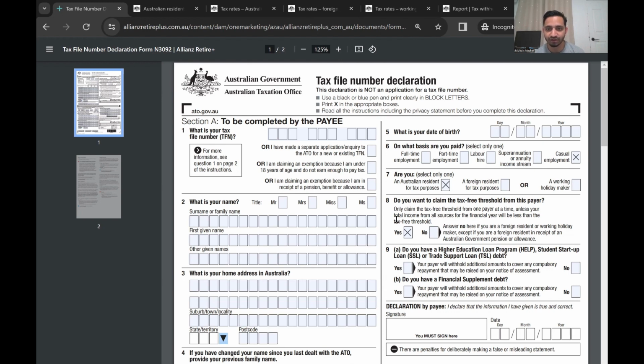You can't really claim it from two employers here. It says unless your total income from all sources will be less than the tax-free threshold. So what it means is that if you have multiple employers, and your combined income from all the employers is less than $18,200 per year, then you can claim from multiple employers. But if you know that your income is going to be more than $18,200 per year, you want to claim it from the higher paying employer. Okay. If you have one employer, no issues. You just claim from that employer.